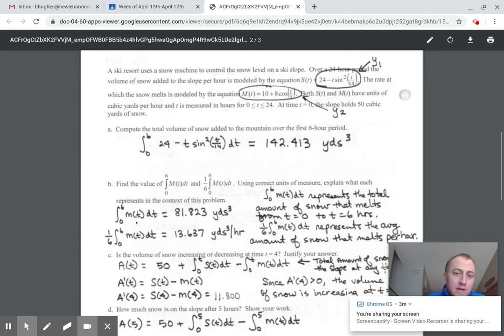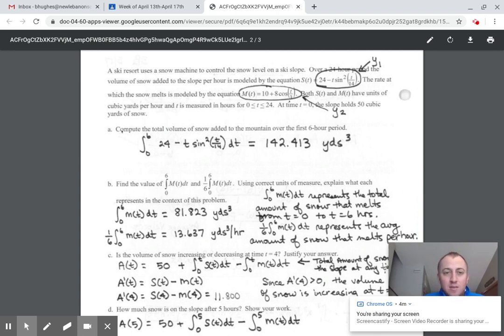All right, this next page, great question here. A ski resort uses a snow machine to control the snow level on a ski slope. Over a 24-hour period, the volume of snow being added to the slope per hour is modeled by S of t. The rate at which the snow melts is being modeled by M of t. Both S of t and M of t have units of cubic yards per hour, and t is measured from 0 to 24. At t equals 0, so at the very beginning, the slope holds 50 cubic yards of snow.